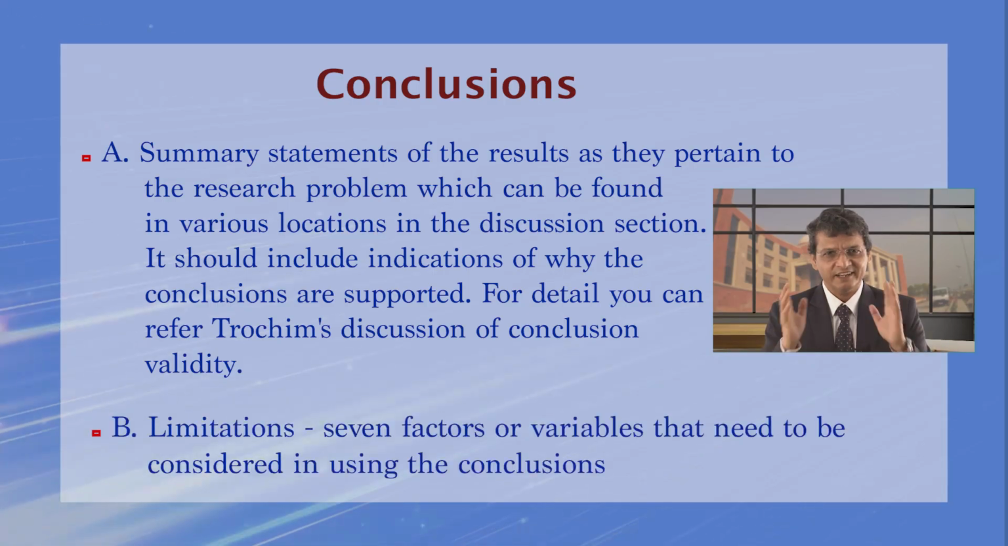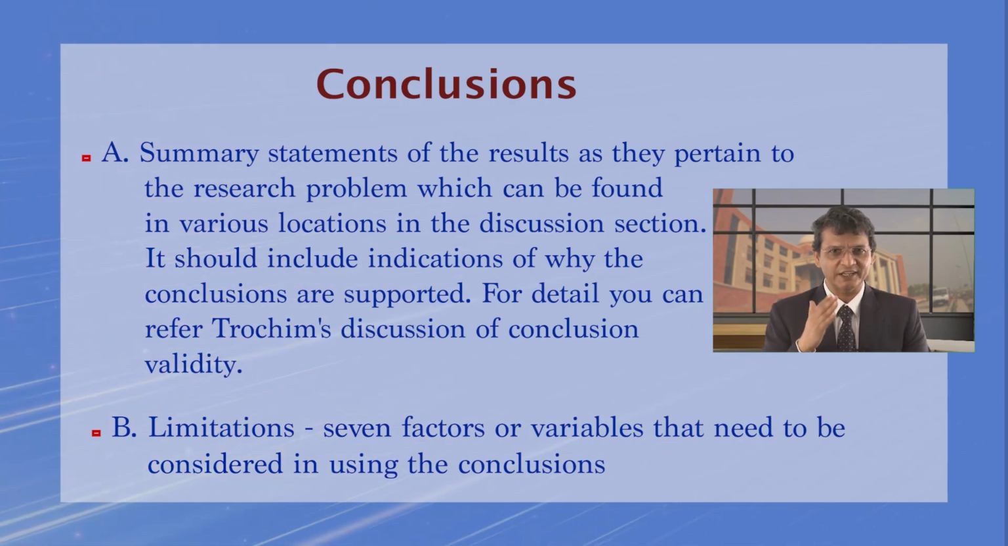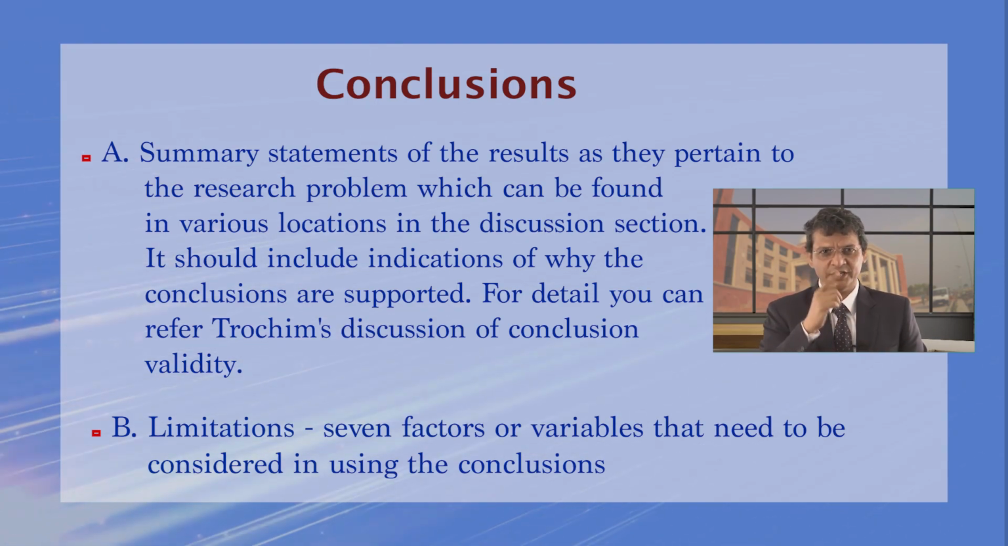You must write about the limitations, and don't write limitations in the form of time was short, fund was not available, accessibility was not there. I don't understand why people write all these things. There are 7 factors or 7 variables that need to be considered in using the conclusions, friends, particularly when you are writing about the limitations. The first, subject characteristics. Very important, but hardly people write about that.